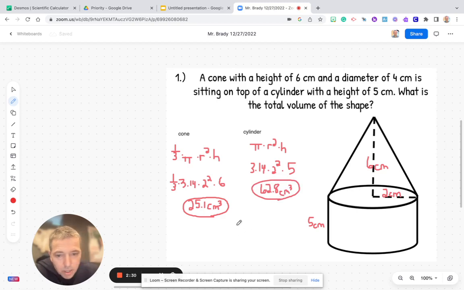So if I add those two together, I get 87.9 centimeters cubed. Final answer. Hope that helped.